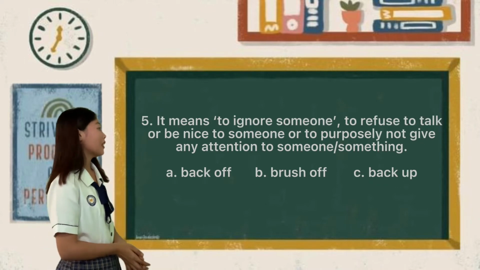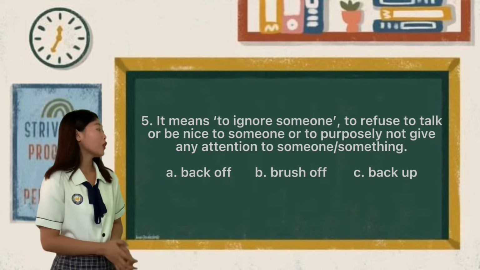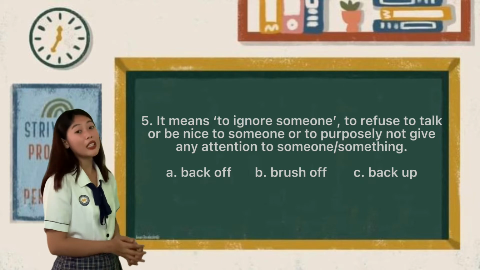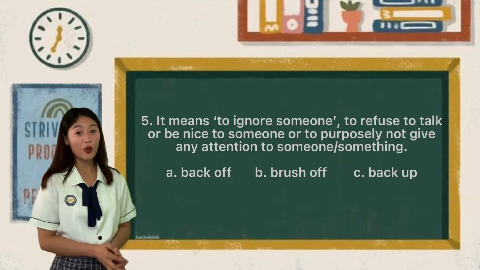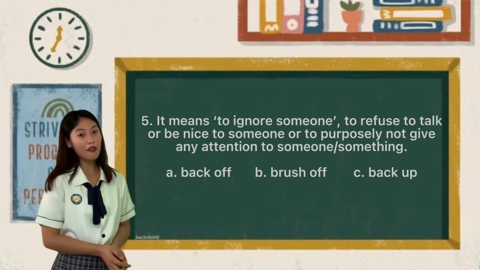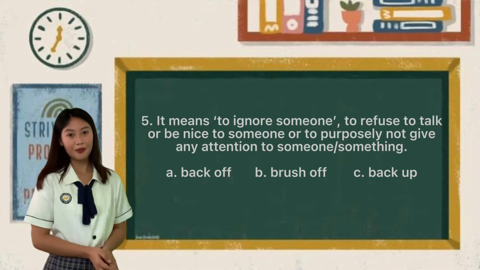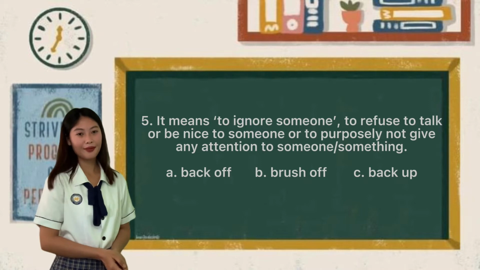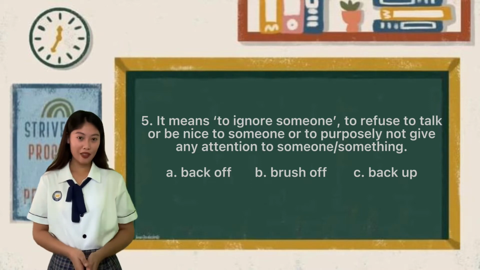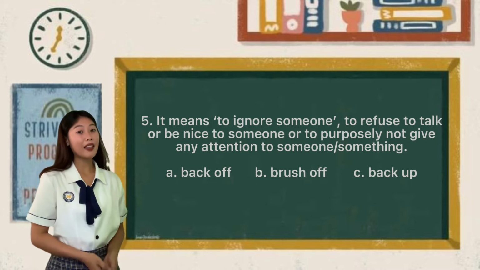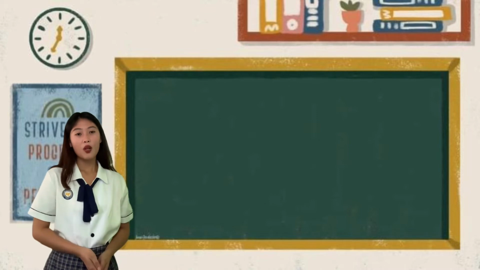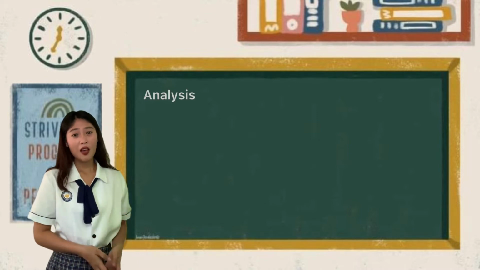Number 5, it means to ignore someone, to refuse to talk or be nice to someone, or to purposely not give any attention to someone or something. A, back off. B, brush off. C, back up. Nicely done, students. Now we are through with the activity. Let's analyze it and find how it is related to our lesson for today. Let's go and answer these activities.